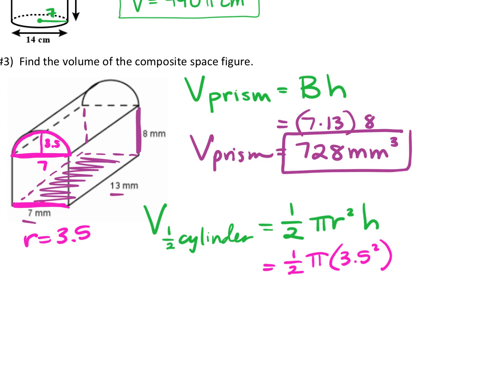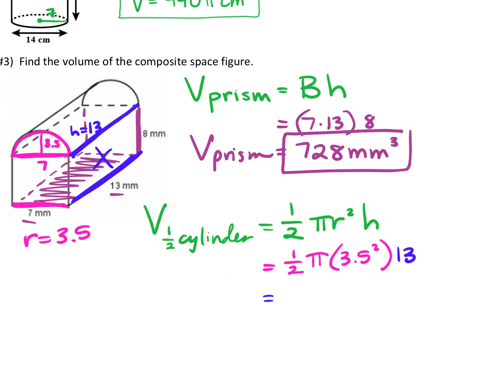We're looking at it like this, half of a cylinder. So the distance between your circles is your height, which, in this picture, is right here. Well, this is a rectangle, and in a rectangle, opposite sides are congruent. So that means this is 13, right? So that's your H of your cylinder, your height of your cylinder. That goes there.